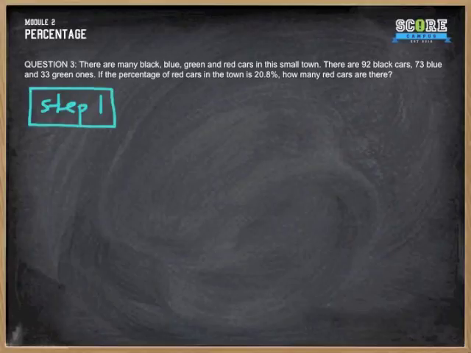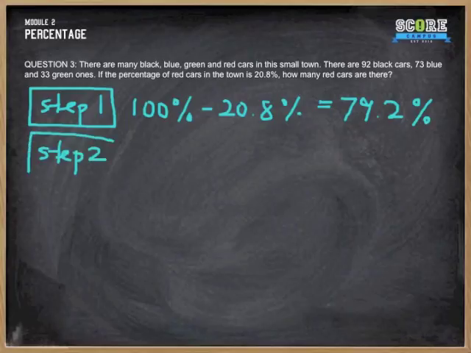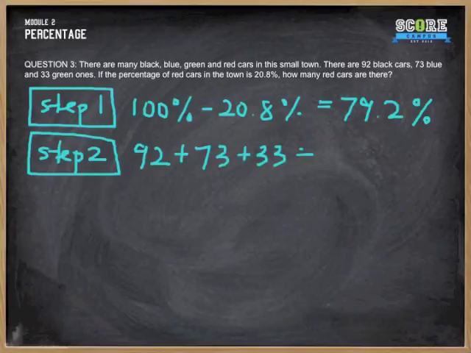We know the percentage of red cars is 20.8%, which means step 1 is to find out the remainder. If 20.8% is red, then 100% minus 20.8%, which is equals to 79.2%, are the remainder of the cars. The next step is to find out how many are the black, blue, and green cars. We already know they make up 79.2%. Am I right? So step 2 is to add up all the numbers. 92 black cars plus 73 blue cars plus 33 green cars equals to what? Add up the numbers, you get 198 cars. 79.2% of these cars equal to 198.